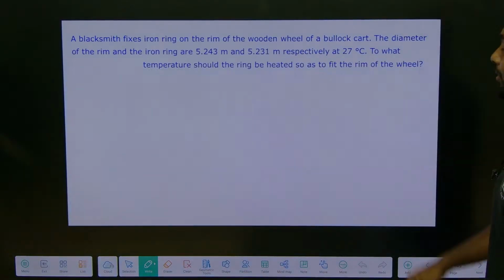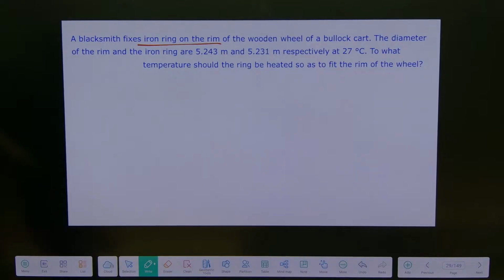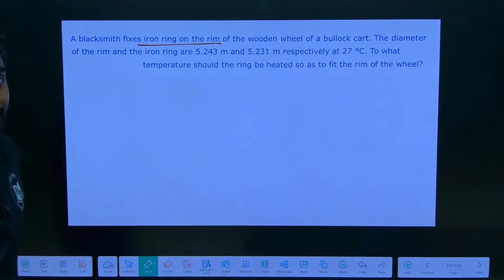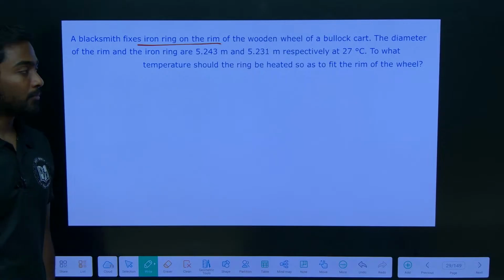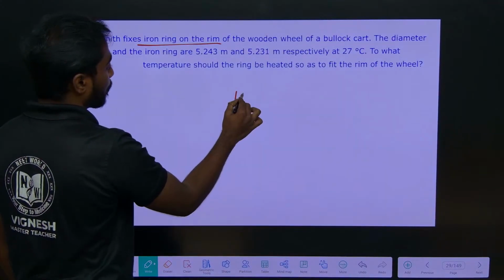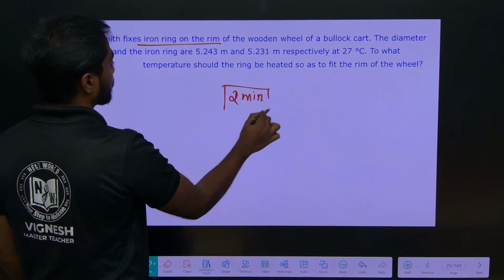So next question: a blacksmith fixes an iron ring on the rim of the wooden wheel of a bullock cart. The diameters of the rim and the iron ring are 5.243 meter and 5.231 meter respectively at 27 degrees Celsius. To what temperature should the ring be heated so as to fit the rim of the wheel? You can take 2 minutes for this question and give the answer.